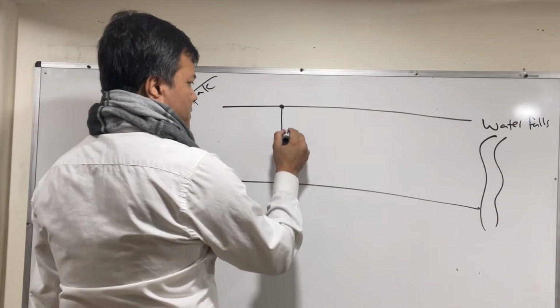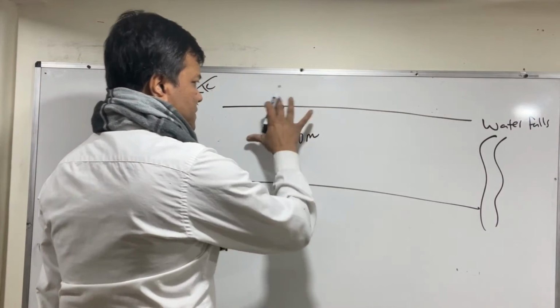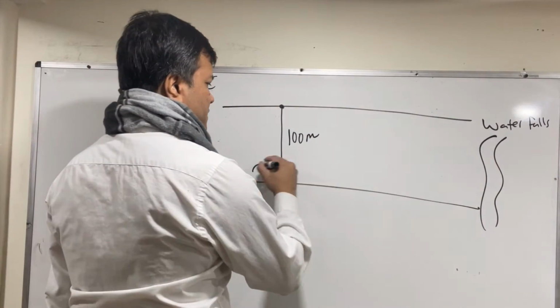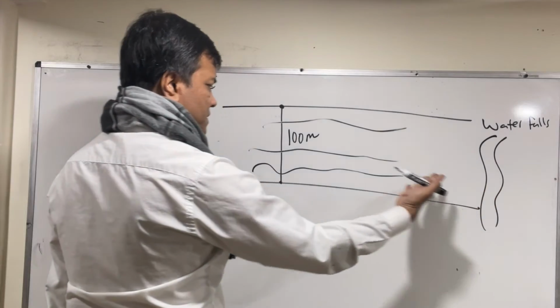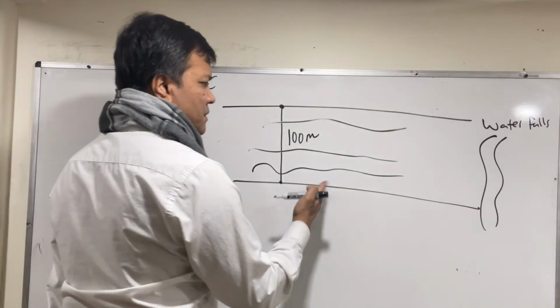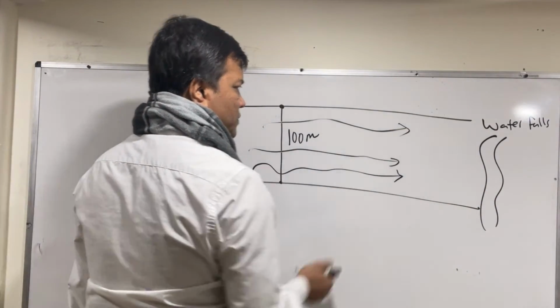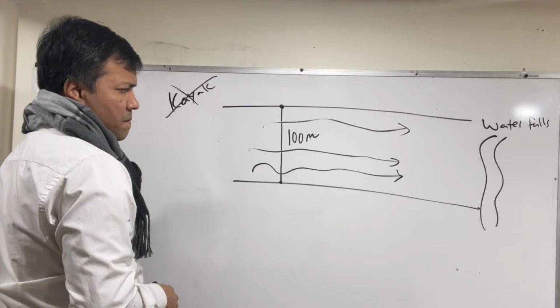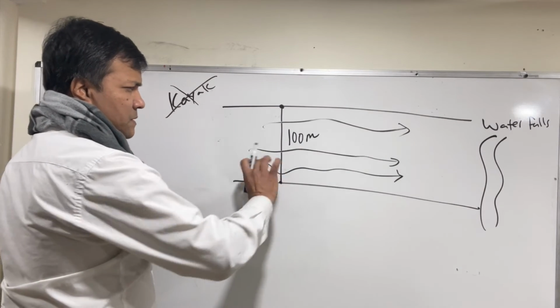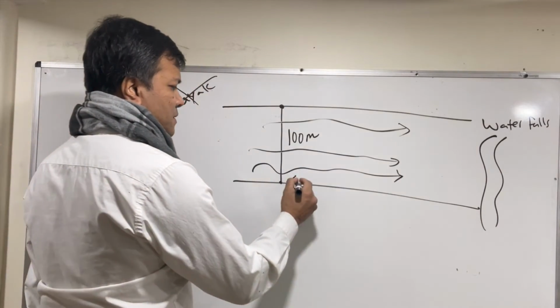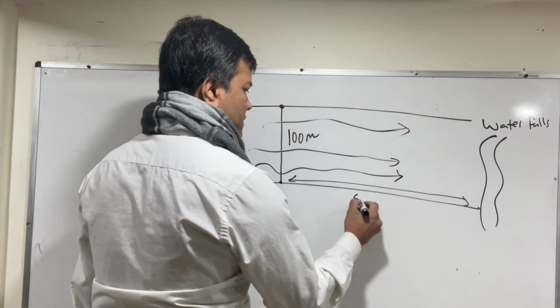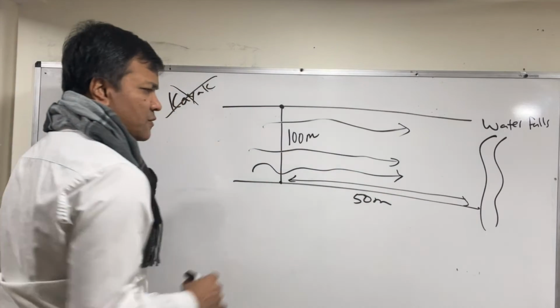The distance from here to here is 100 meters, and this is a river. This is of course downstream, and this is upstream, so I have to put the arrow. Downstream, there are waterfalls that pull him to the center of the water, and the distance from here to here is 50 meters. Of course, I didn't draw it to scale.